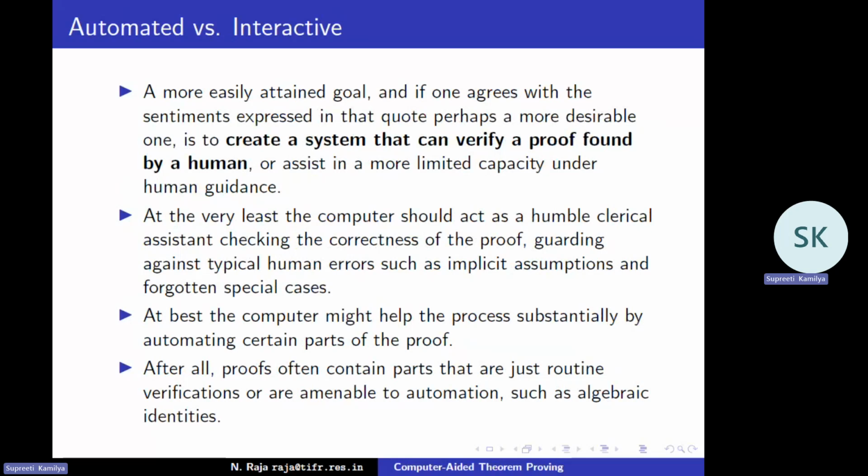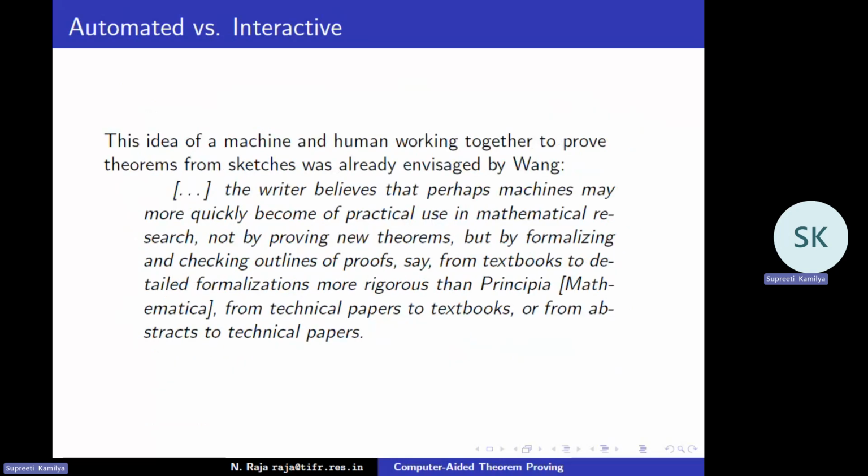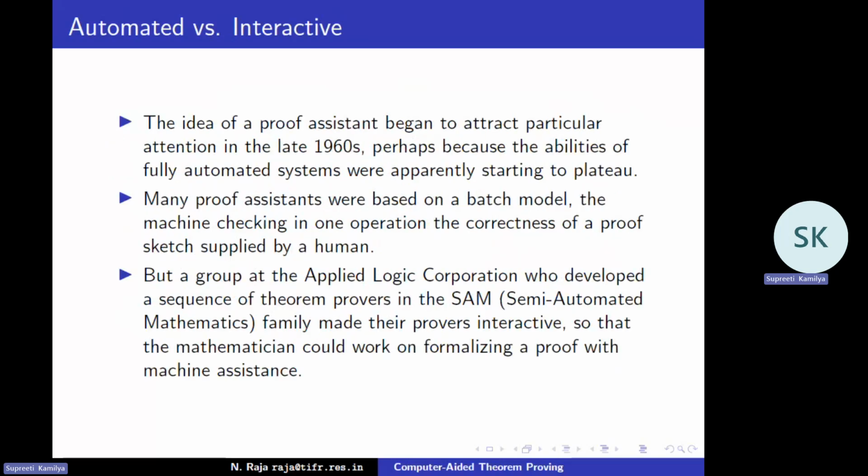So this is where interactive proof checking comes in. This is again from Nelson Wang. What we have in this interactive way is a human and a machine working together to prove theorems. So we have the idea of a proof assistant: a machine which is some kind of a clerical assistant to a human being.